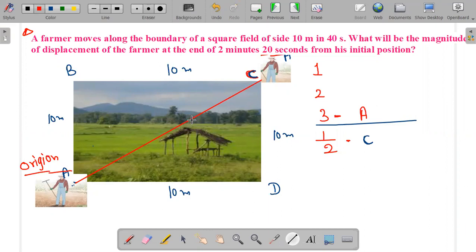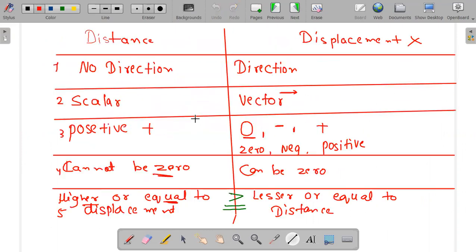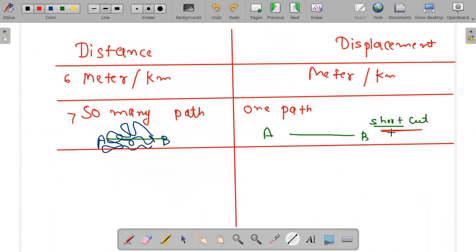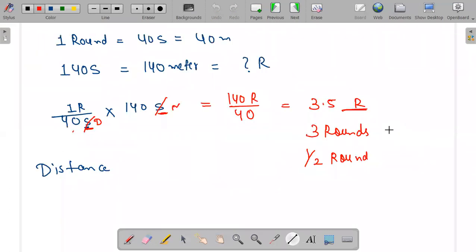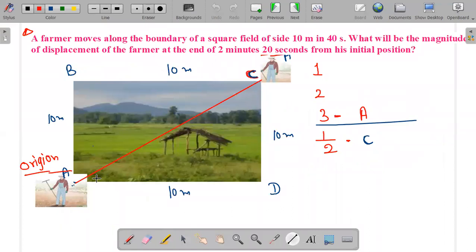I told you this in the last class, that displacement is a shortcut. In this shortcut the farmer goes from A to C. Now you can see that there is a triangle here. So I have to find the distance between A to C, or the displacement between A to C. I have to find only the A to C value, because I am not going from here to here and here to here, since I have to find displacement and distance.